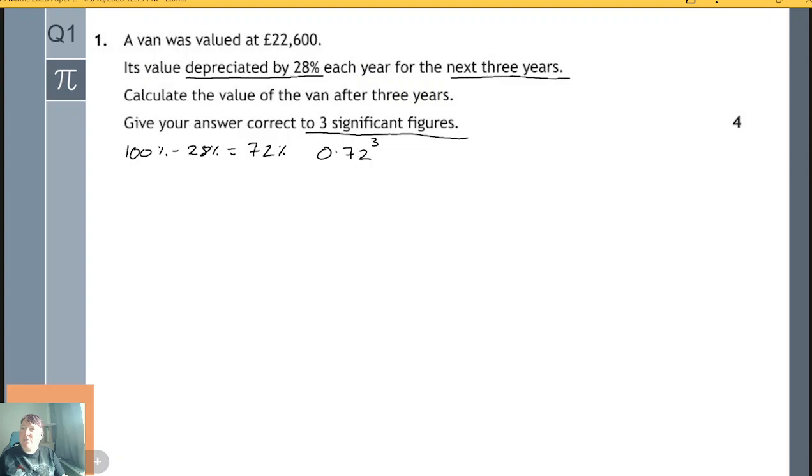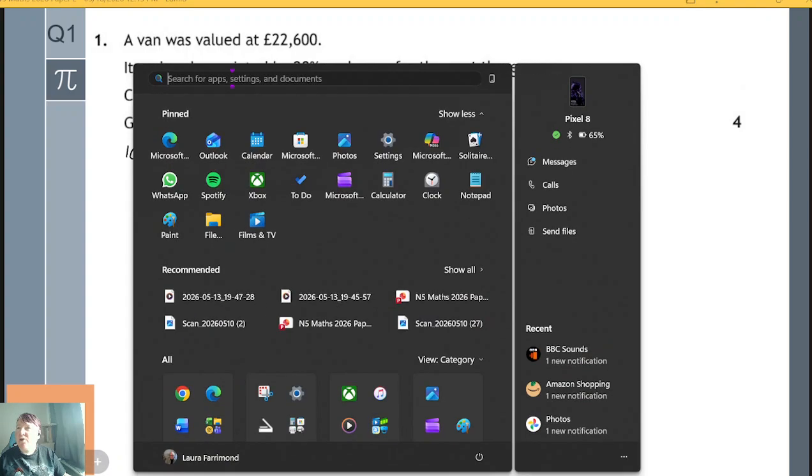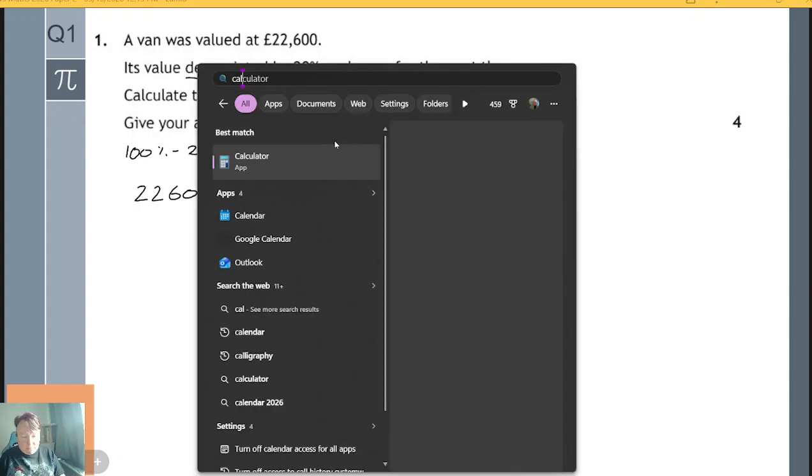So first things first, we are going to have to put into our calculator the value of 22,600 times 0.72 to the power of 3 and get our answer. Then give it to 3 significant figures. If you don't show your unrounded or original value, you can sometimes lose one of the points. So even though your calculator can do all this for you, they want you to actually show it.